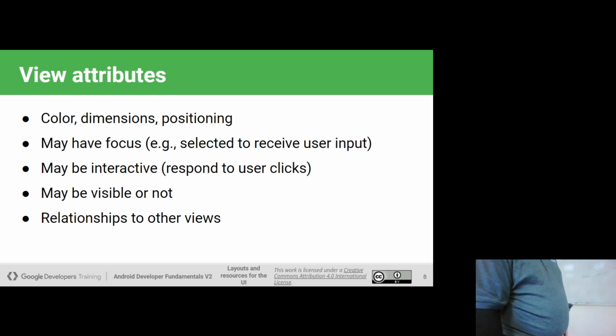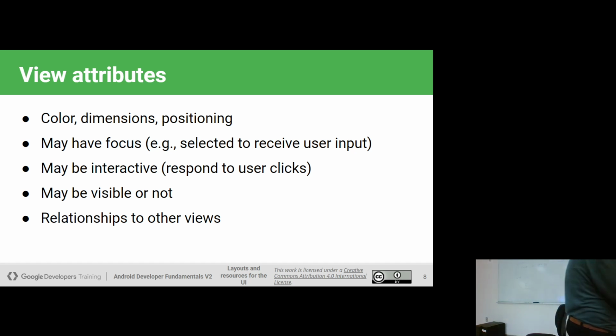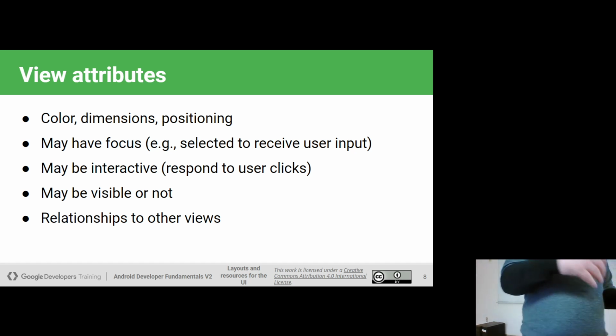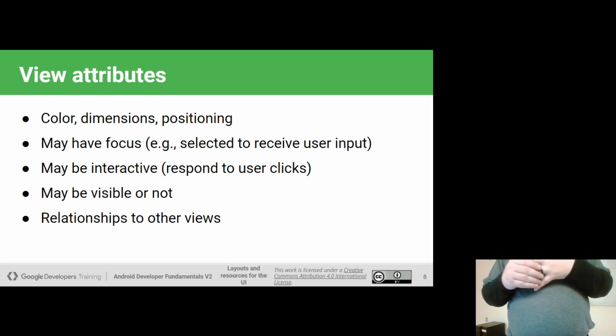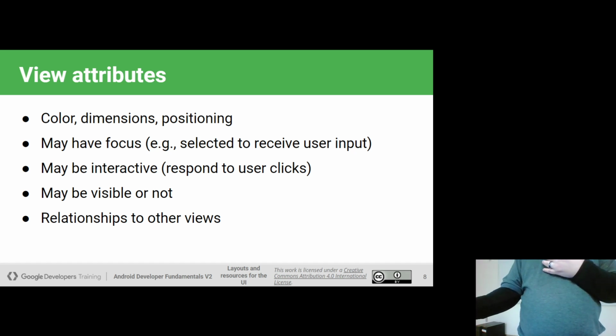Okay. You can also have views or controls that are interactable, so the user can click on them or do things with them, and other ones that are maybe not. You can have controls that are visible and not visible. In fact, in Android, there's three different states of visibility, which we'll get to later.